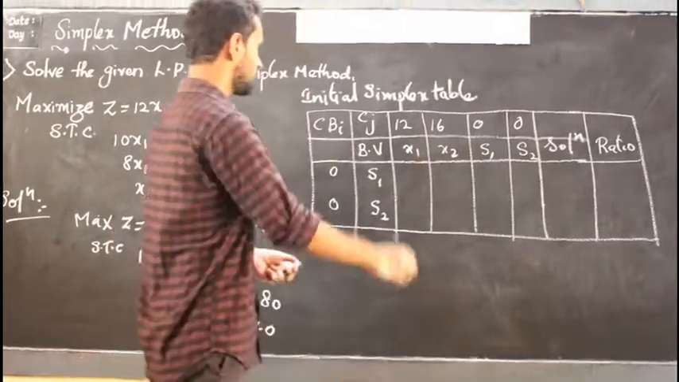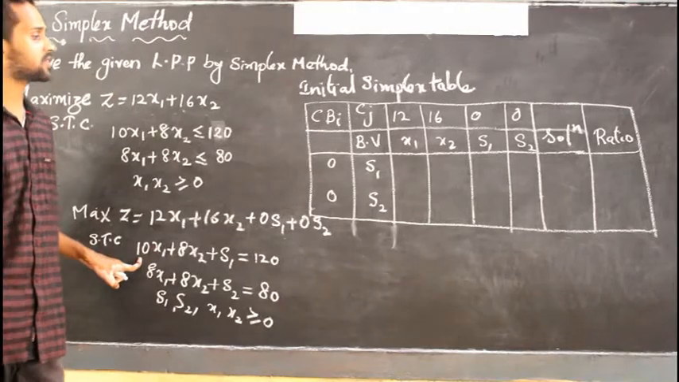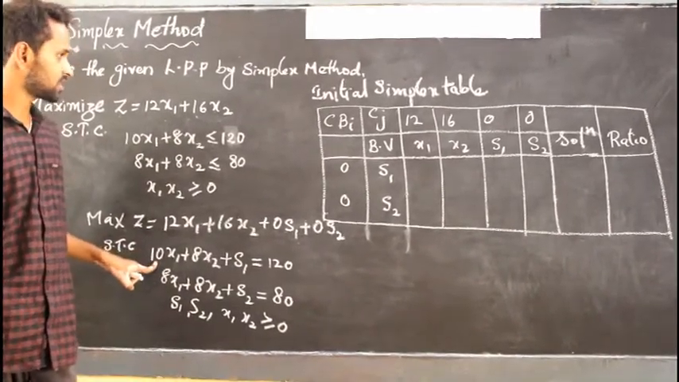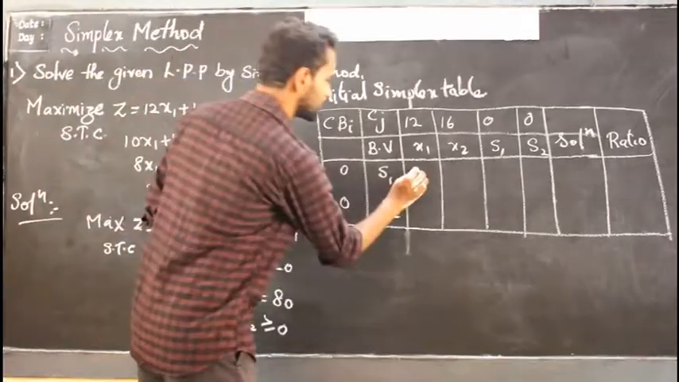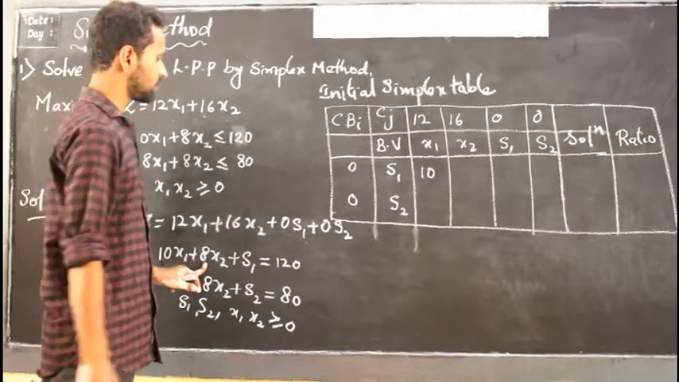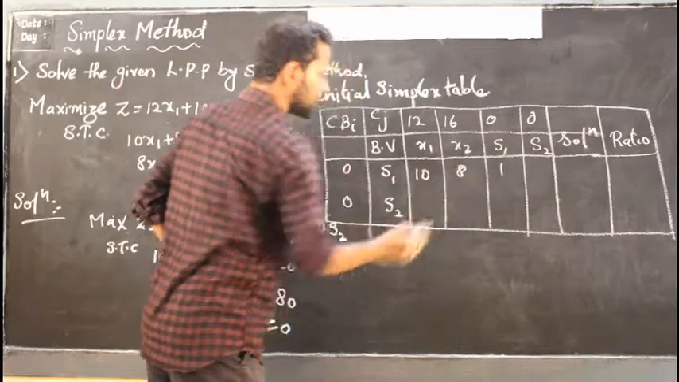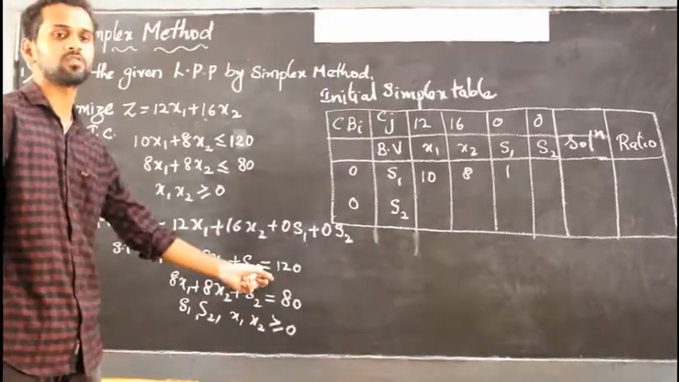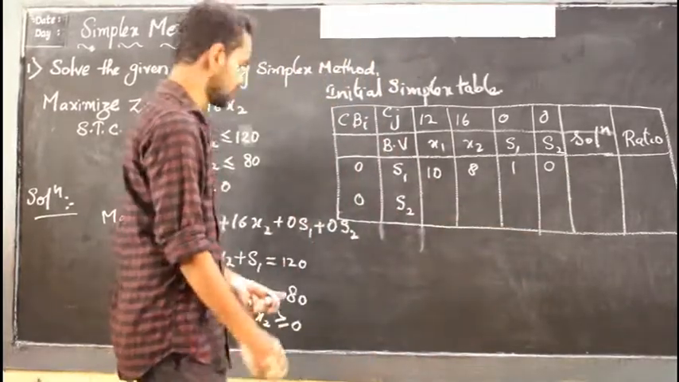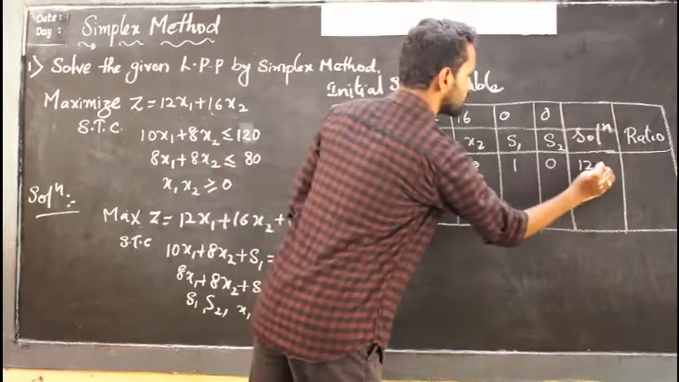Now s1 is introduced to the first constraint, so I consider the first constraint and start getting its coefficients. The x1 coefficient in the first constraint is 10. The x2 coefficient is 8. The s1 coefficient is 1. Look at it, s2 is not available in this first constraint, so I mention it as 0. So what about my solution? It will be 120.